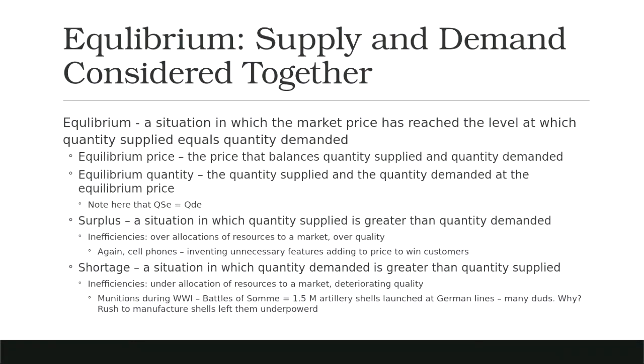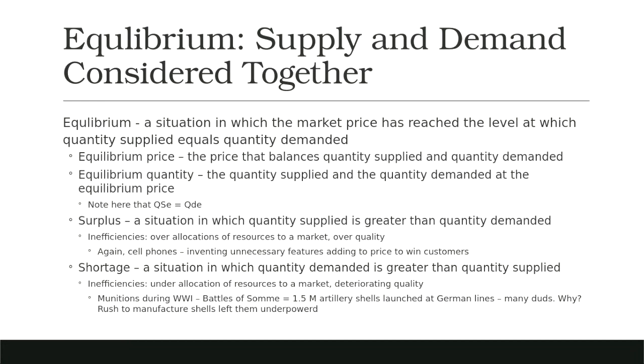Surplus, though, is a situation in which quantity supplied is greater than the quantity demanded. This has a particular inefficiency: over-allocation of resources to a market, and you have way too much quality in items. Again, perfect example here. We're inventing unnecessary features for phones and adding them to phones just to incentivize people to buy these phones that they otherwise would not need. Similarly, a shortage is a situation in which quantity demanded is greater than the quantity supplied. And here the inefficiency is that we've under-allocated resources to a market, and quality deteriorates in these situations.